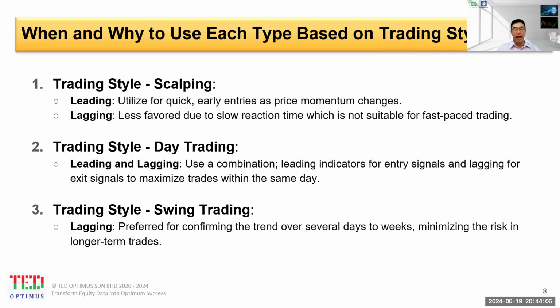And of course, now we know there are two groups of signals or indicators. One is lagging, one is leading. Then the next question is when and why to use each type based on trading style. Before we talk about when and why, of course, we have to talk about what?